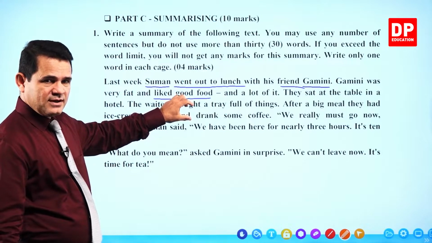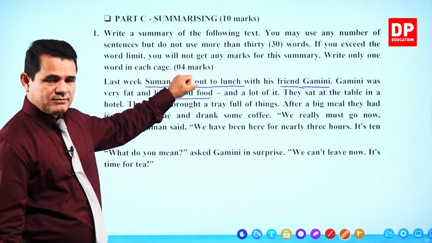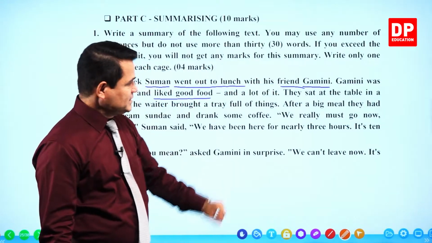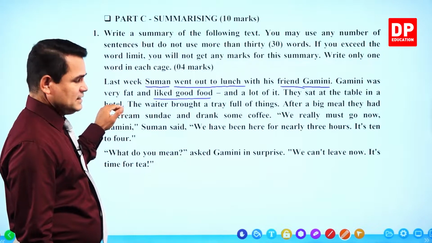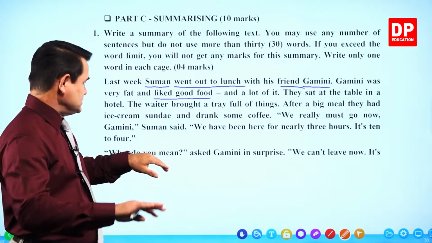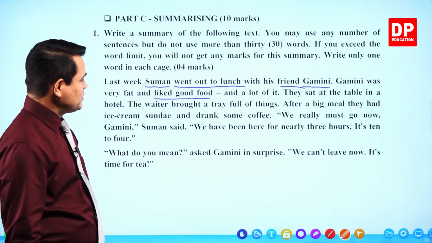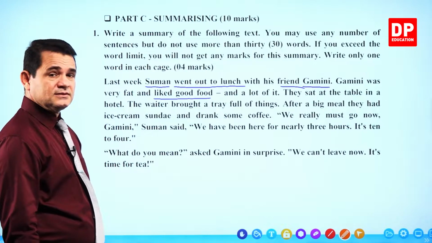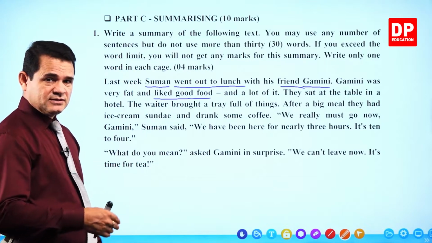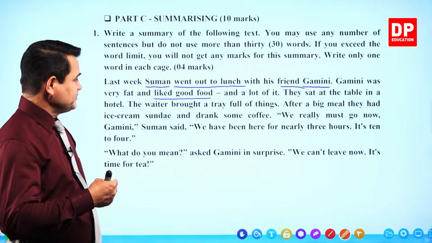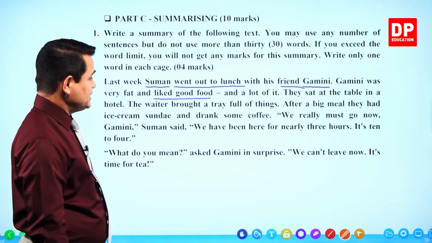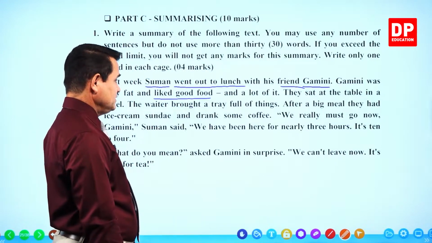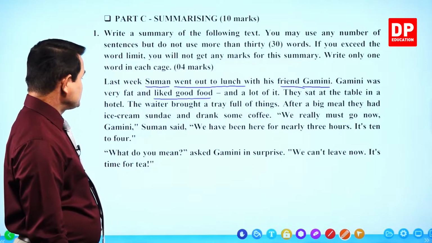It must be said that he liked to eat a lot, about both of them, and where they went. That is giving the idea. Then they sat at the table at the hotel. Those are descriptions, so we remove them. The waiter brought a tray full of things. They are explanations, other incidents that happened there, which we can remove. After a big meal, they had a big meal, they had ice cream.